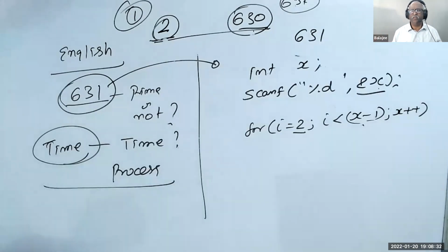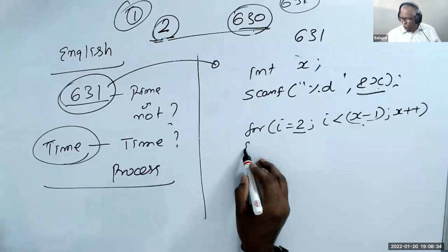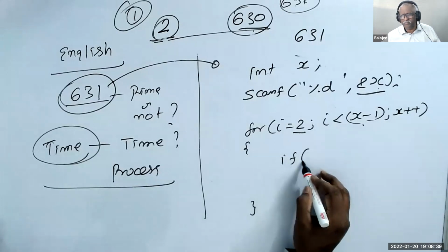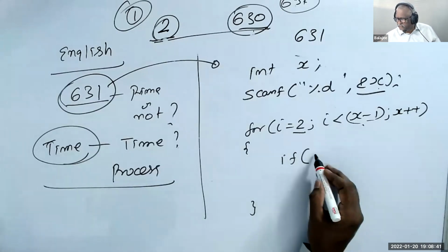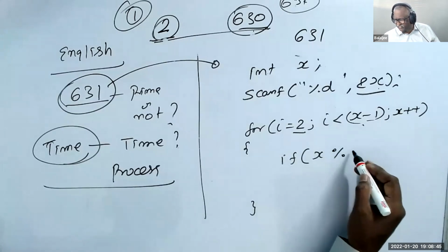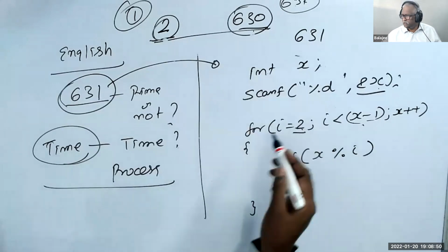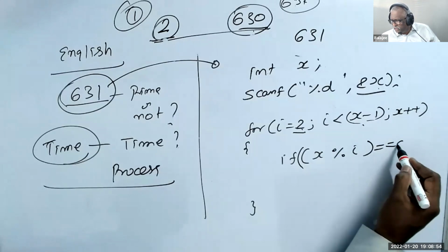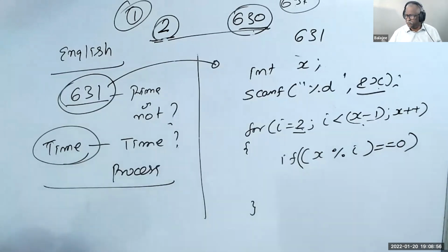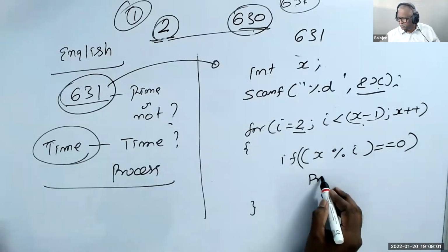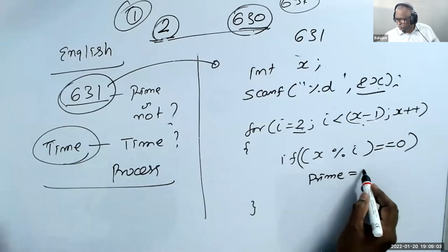Express this. I'm doing all the numbers. What I'm doing inside the loop: if x modulus i, that is x divided by i, I'm dividing by 2 first, is equal to 0. That means what? If you get a 0, that means it's a factor. If it is a 0, it means prime equal to 0.